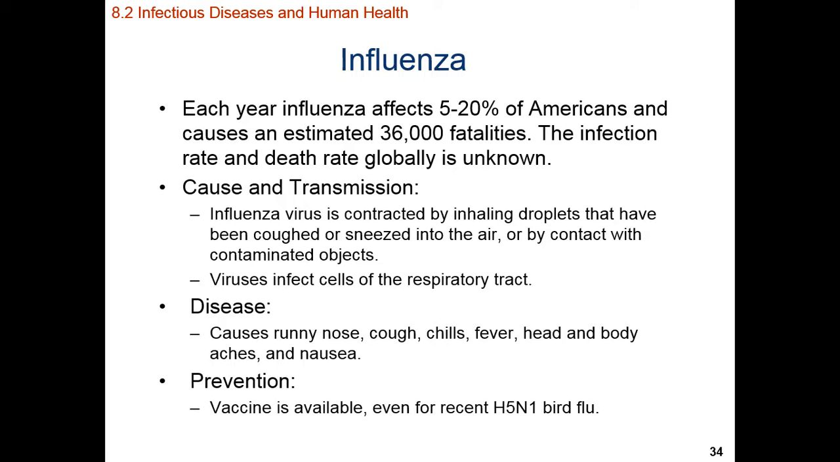The infection rate, though, for influenza globally is unknown. Unfortunately, influenza is oftentimes misdiagnosed, which is one of the reasons why there's such a large fluctuation in this number, or variation in this number. The symptoms of influenza are very generic symptoms: runny nose, cough, chills, fever, head and body aches, nausea. These are super vague symptoms. And this virus that causes these symptoms is going to be transmitted via aerosol. So when somebody sneezes, they will emit small droplets of saliva that contain this virus.